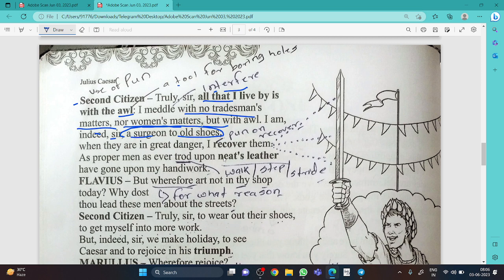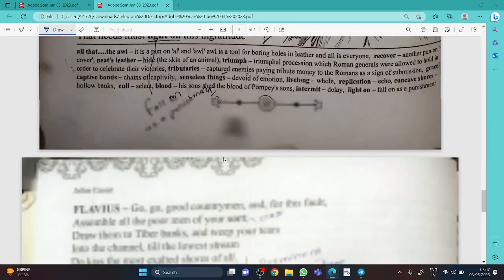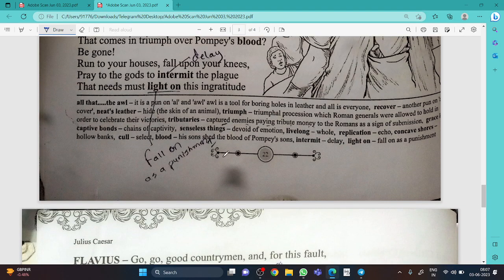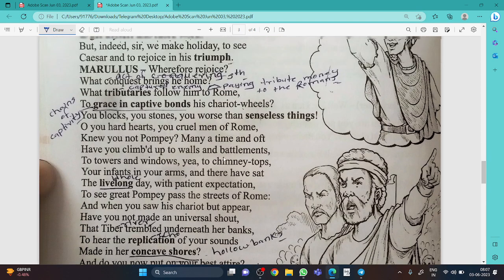The second citizen was a cobbler. That's why he's saying that I'm a surgeon to old shoes. It means I just do operations on old shoes. Why? They are in great danger. "When they are in great danger, I recover them." Another pun, a use of words. "I recover them as proper men as ever trod upon neat's leather." Trod means walk upon. Neat's leather means hide, the skin of an animal, basically.